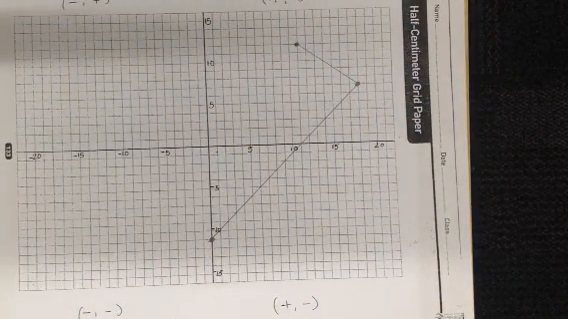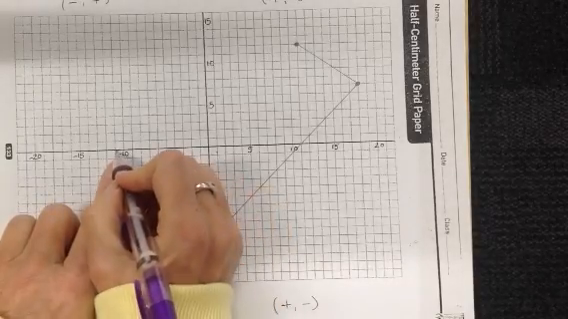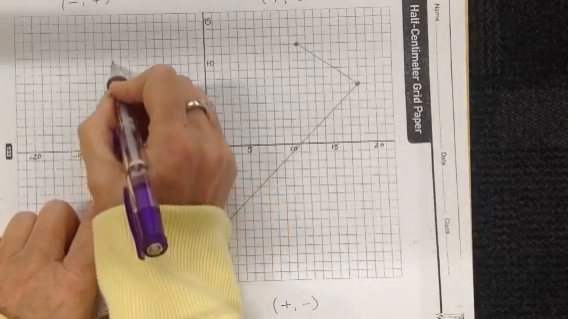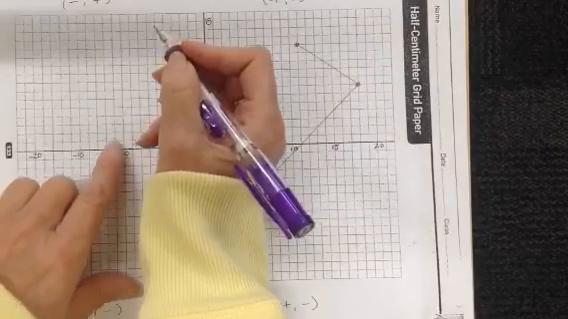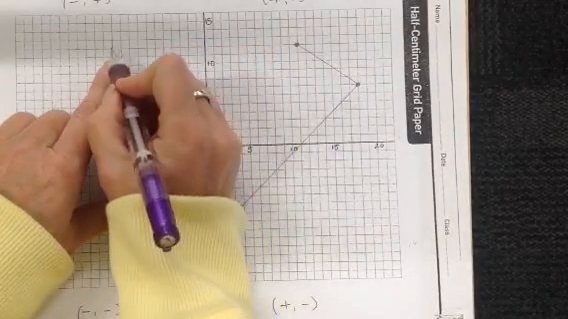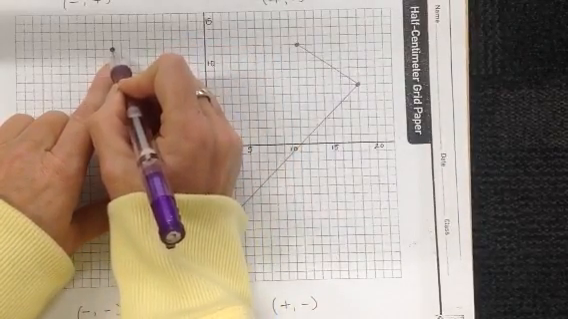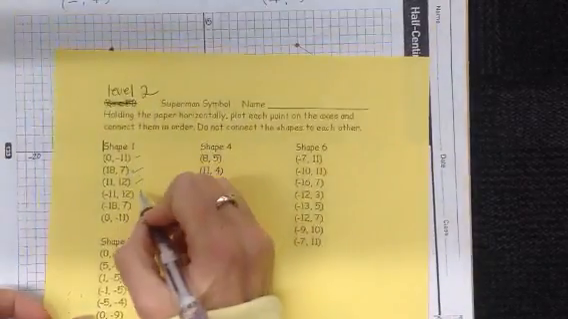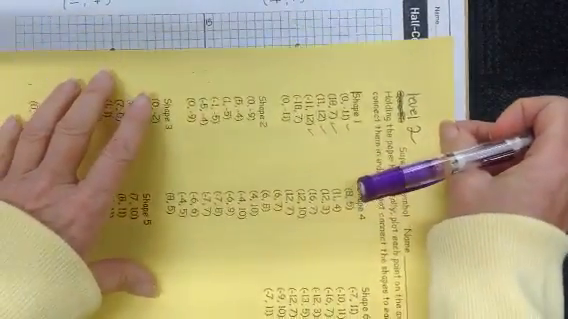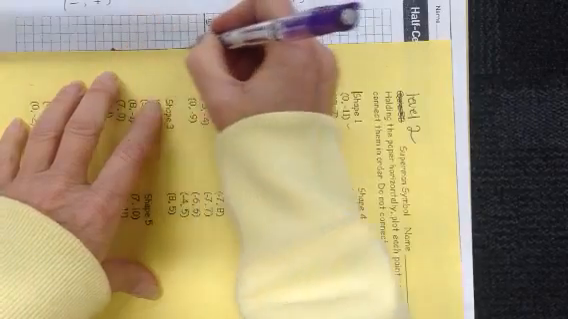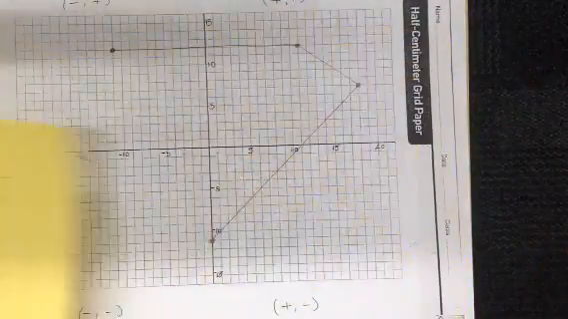My next one is negative 11, 12. So 10, here's negative 11. I'm going to come up here to 12. Then I'm going to check off my point, and I'm going to use my paper or my ruler so I get a nice straight line and go across.